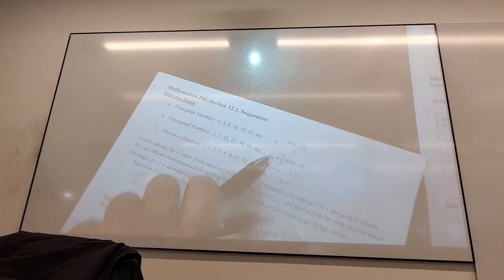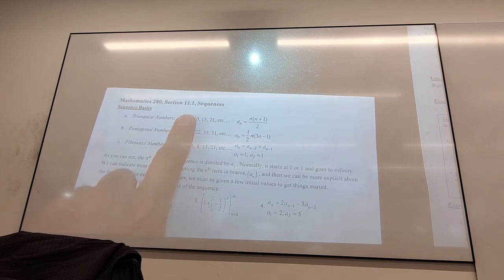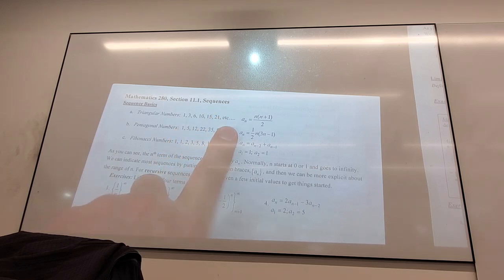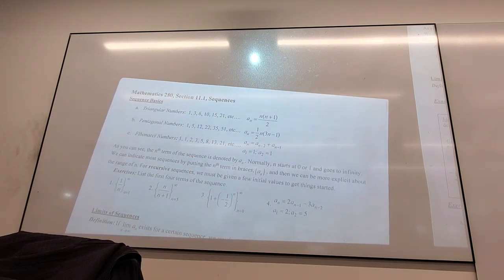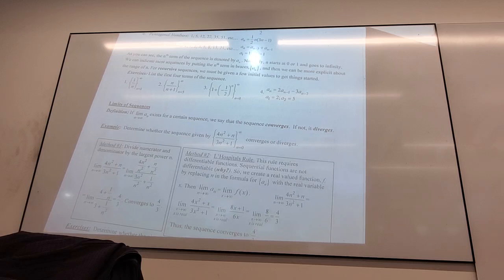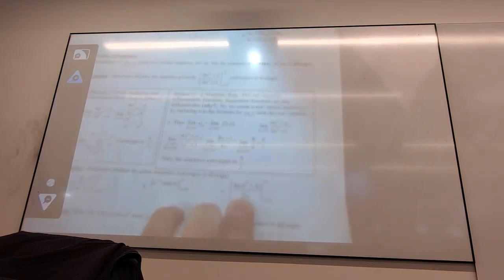So, did everybody get this from last time? Anybody still need this handout about sequences? Everybody's got that? Okay. I think we pretty much finished this, if I remember correctly. We didn't really do this one though, did we? We just sort of talked about it for a moment.